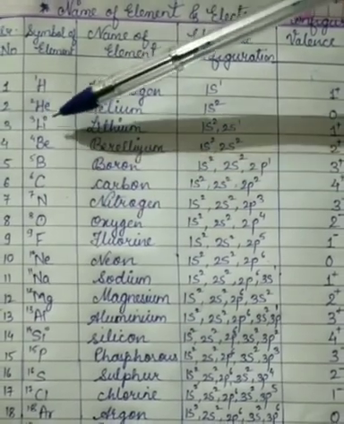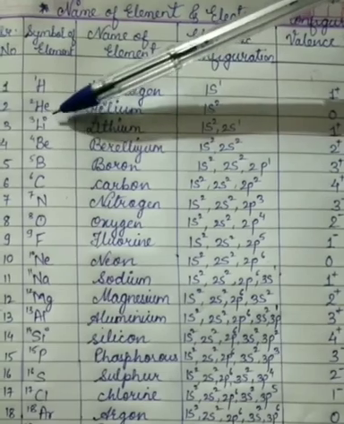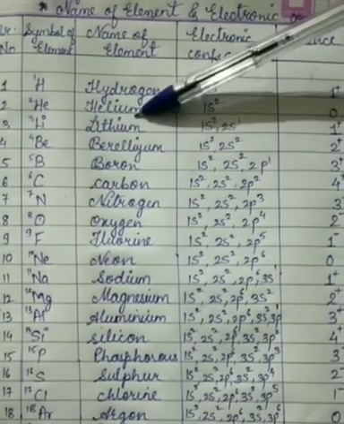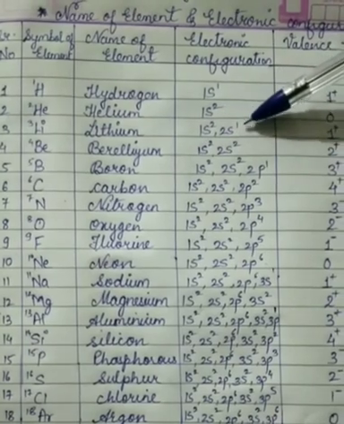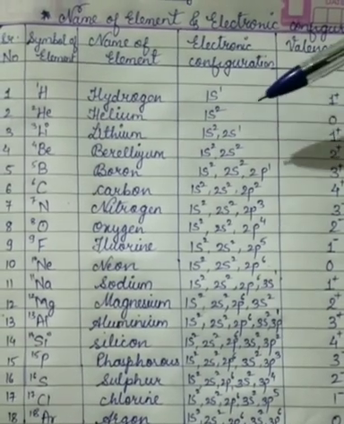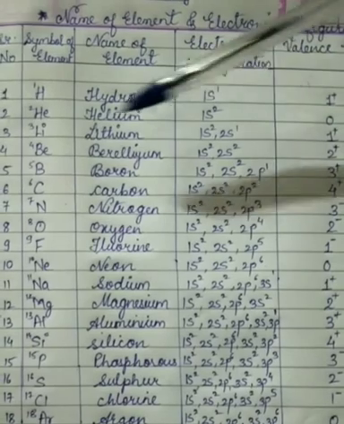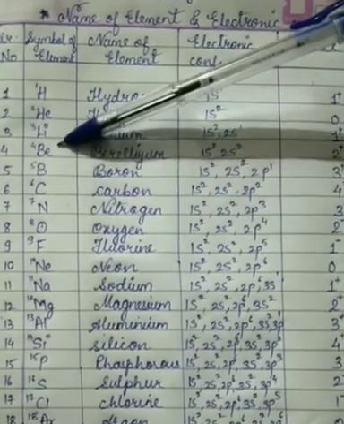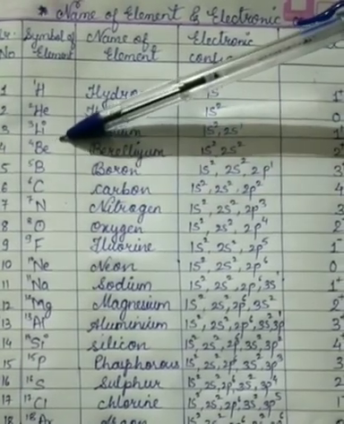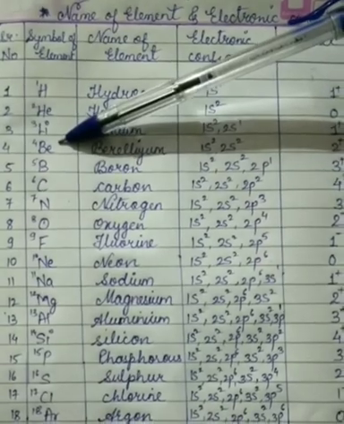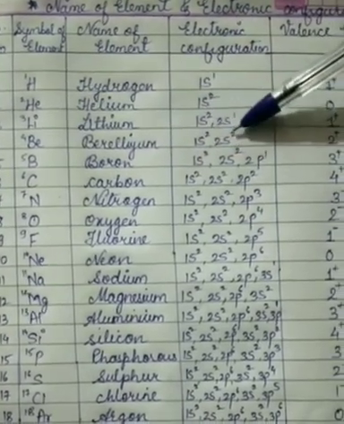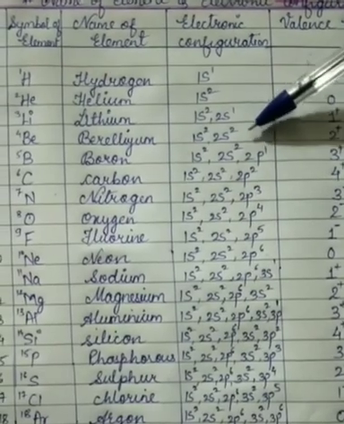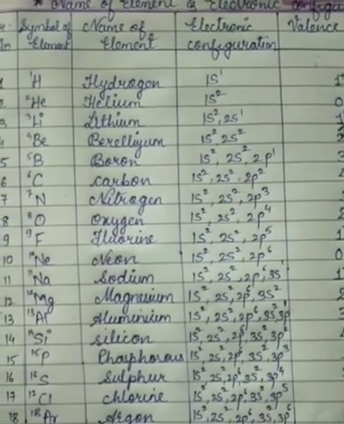Third one is lithium, Li, that is the symbol. Lithium has been written like this, and the electronic configuration is 1s2 2s1, and the valence electron is +1. Fourth one is beryllium, which has atomic number 4. Beryllium, that is Be, is the symbol, and the electronic configuration is 1s2 2s2, and the valence electron is 2+.